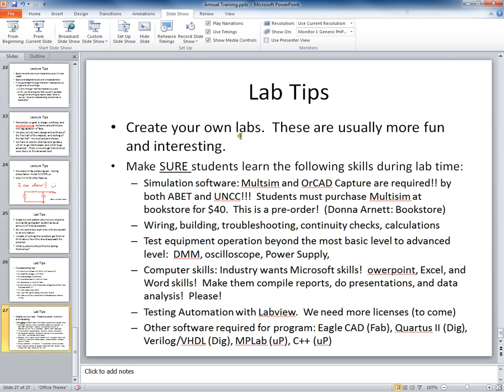Lab tips: create your own labs. You don't have to, but you can. If you want to create your own labs, they're usually more fun and interesting, but you don't have to.